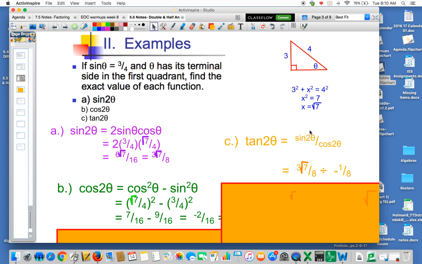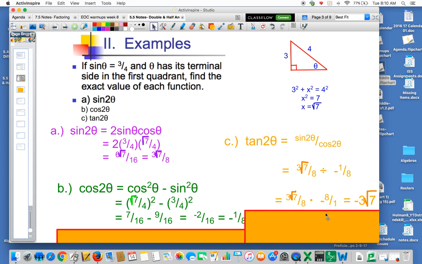So if I fill that in, sine of 2 theta was this guy, 3 root 7 over 8, and I'm dividing by the cosine, which was from before, negative 1/8. If I divide by a fraction, you multiply by the reciprocal, so 3 root 7 over 8 times negative 8 over 1. The 8's actually cancel out. Cancel those, boom, boom, boom. So I got basically negative 3 root 7, and that's the exact value. So that's the most common example. You'll definitely see an example like this on your quiz and your test.